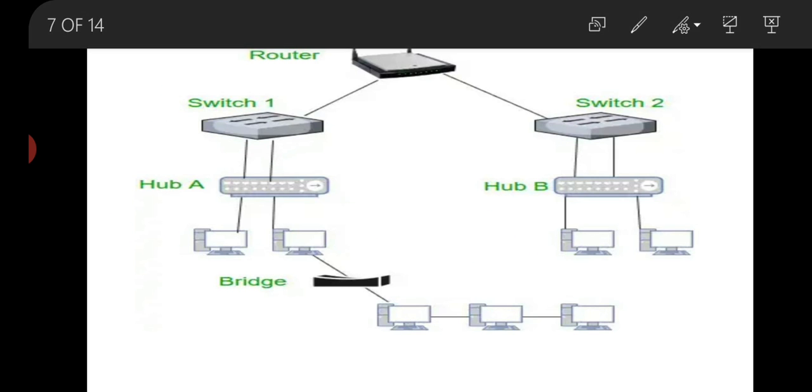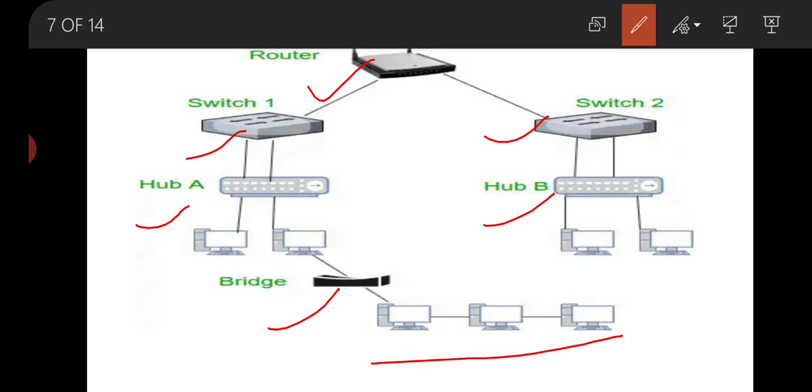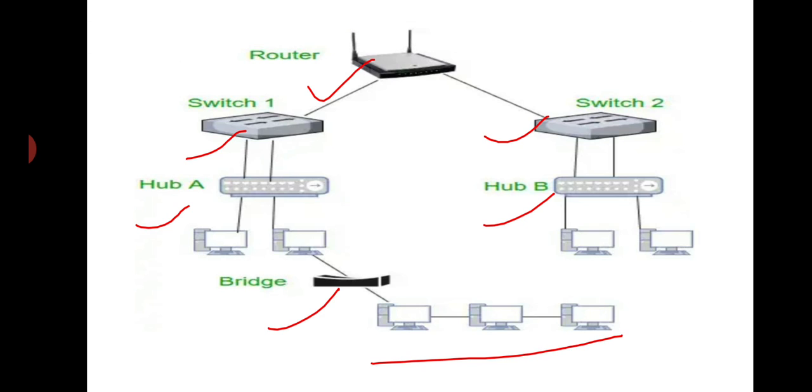This is the figure. You can understand here the router and here switch 1, switch 2, then their hub is projected and now here bridge is used, and these are the nodes. Here we can understand the working of the various network devices.